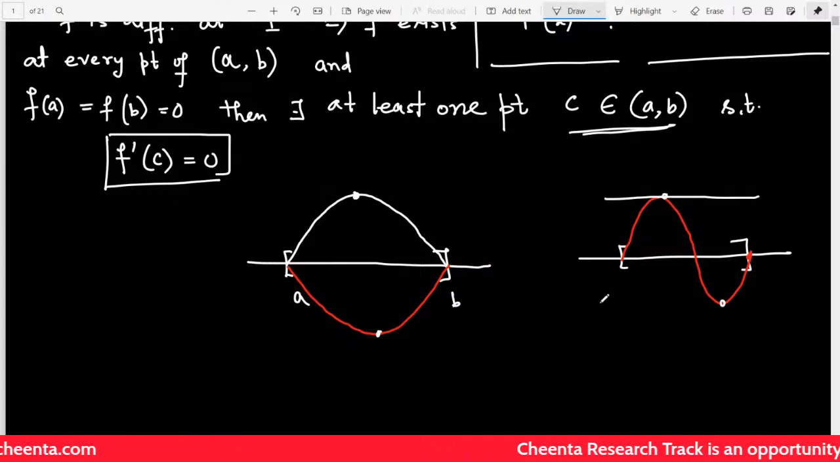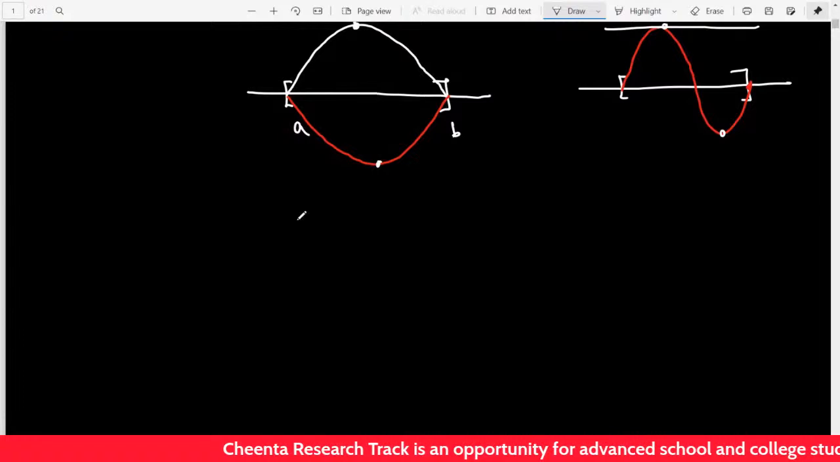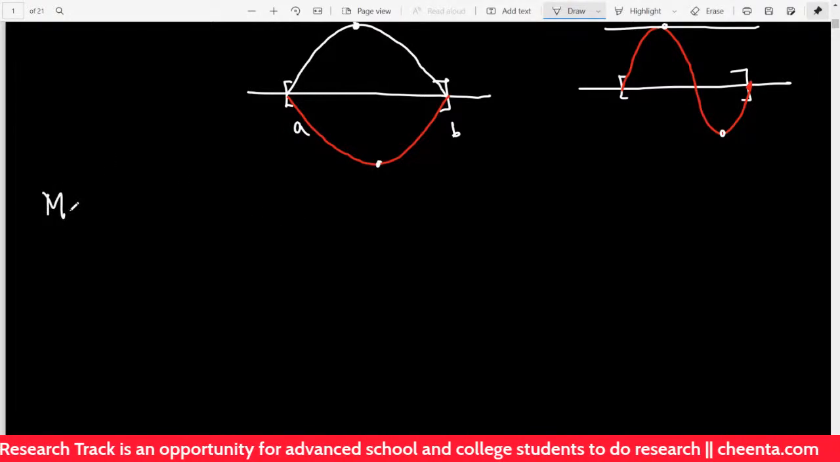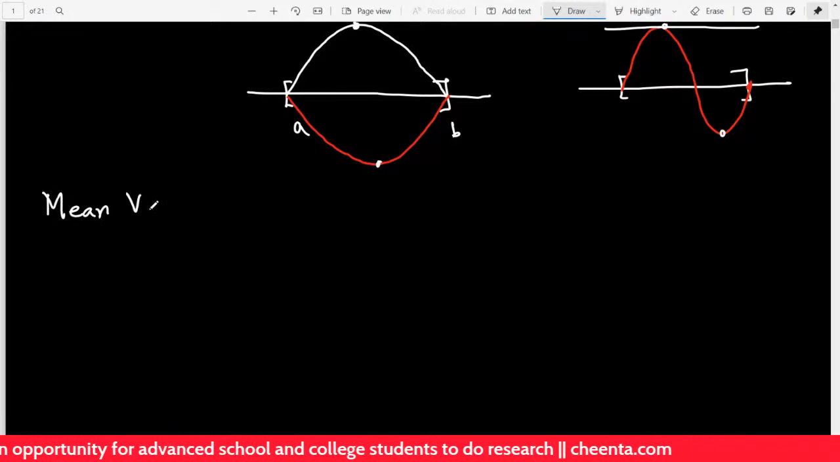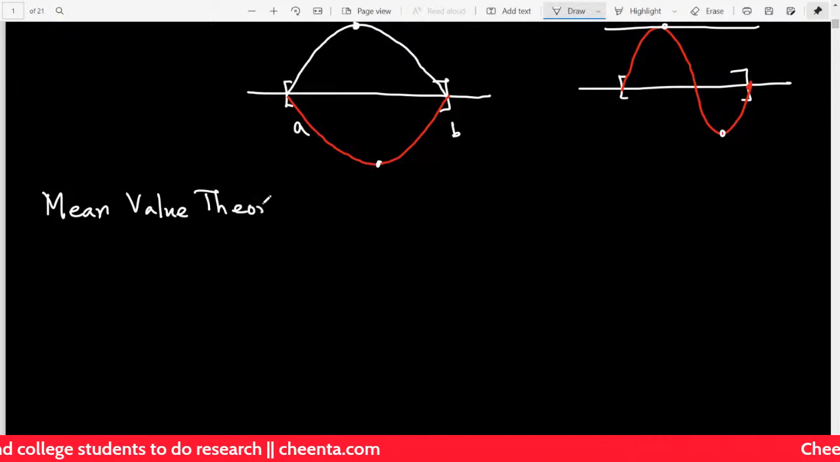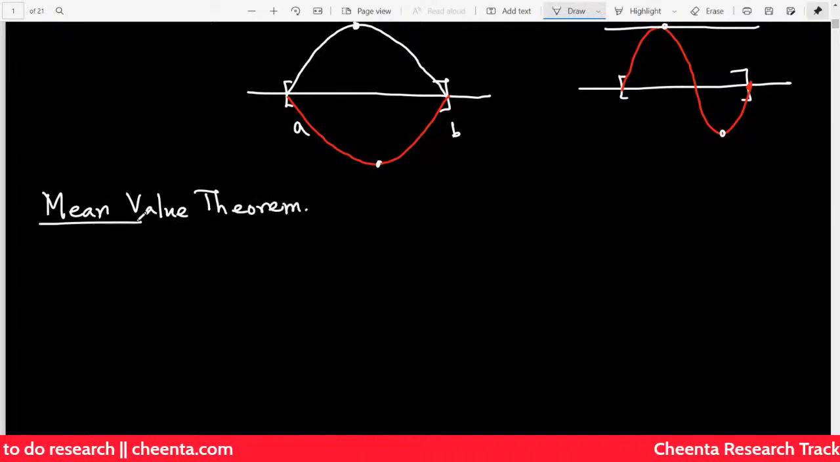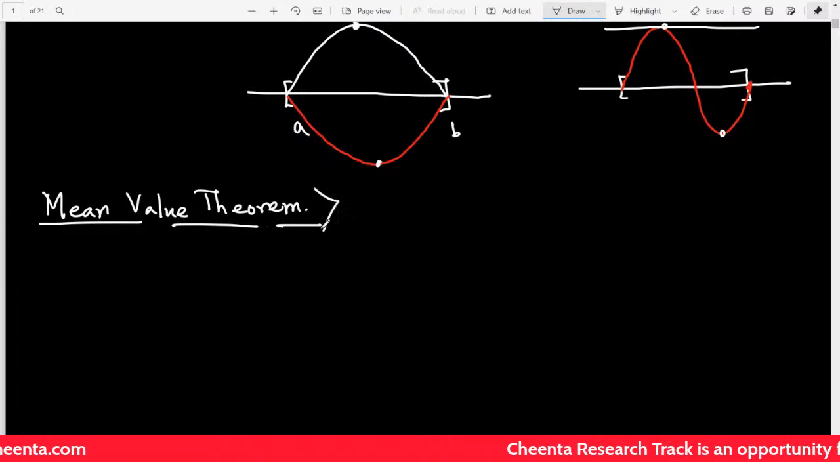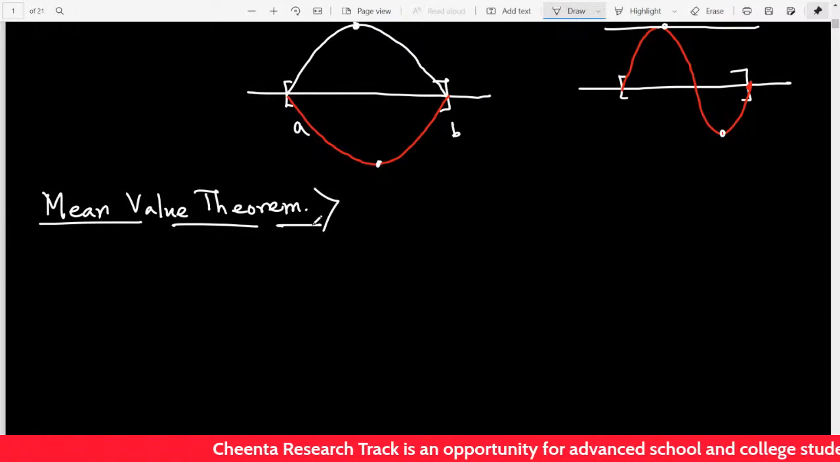Now Rolle's theorem is nothing but a specialization of the mean value theorem. The mean value theorem is very important, because by using the mean value theorem, various problems can be solved. So it's exactly like that.